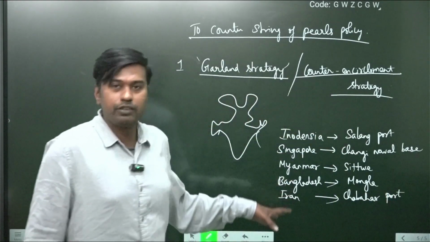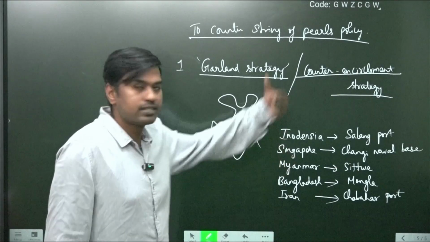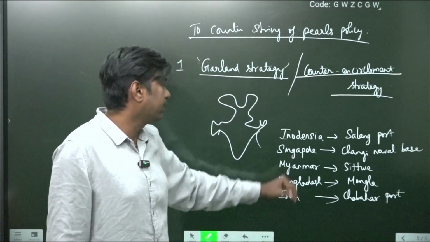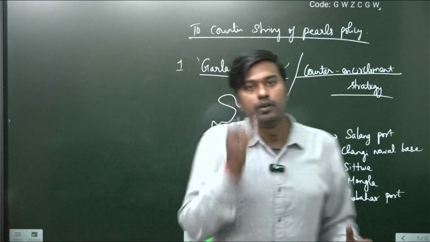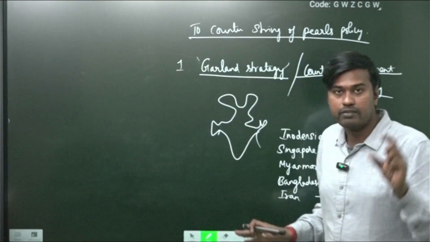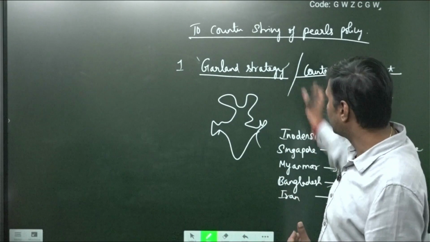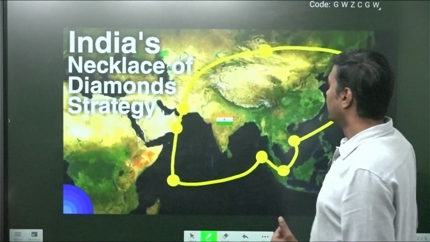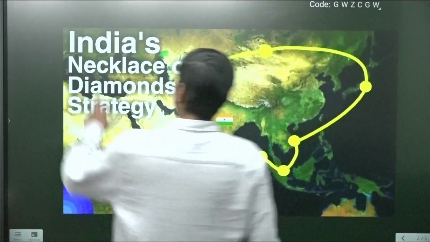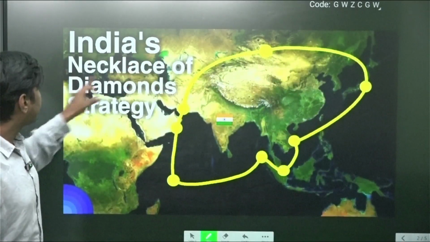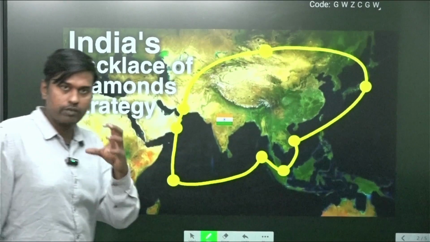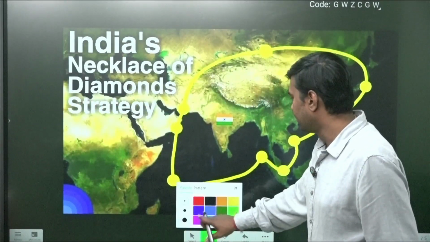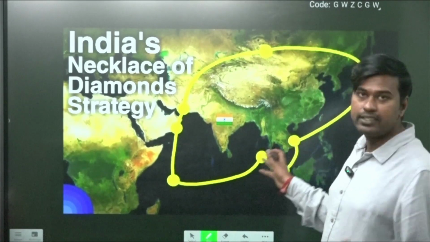So if you look at here, friends, it's very clear India is trying to counter the Chinese presence in the Indian Ocean by constructing ports wherever possible with those countries in the Indian Ocean region, as a strategy to counter China. If you look at this picture, it will be very clear to you, friends. This is the policy India is pursuing. This is referred to as India's necklace of diamonds strategy. That is what we also call the garland strategy. The main purpose behind this strategy is to counter the Chinese presence.